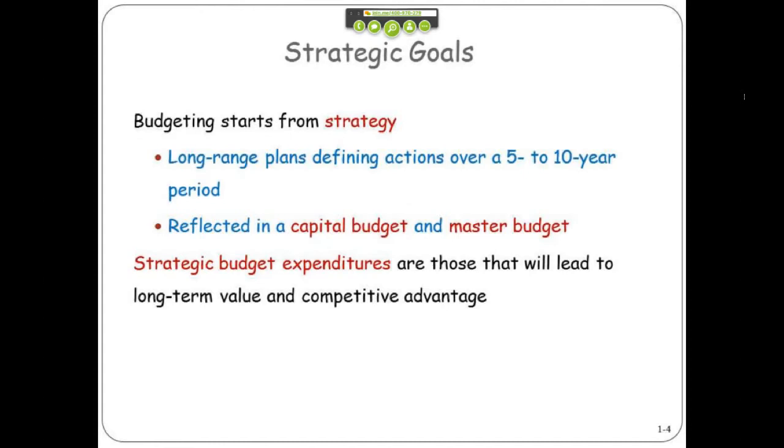Do we need to build a new factory? Do we need to hire a significant number of new people over the long haul? So the capital budget is a tool for making long-term, large investments. Strategic budget expenditures are those expenditures that lead to long-term value and competitive advantage.